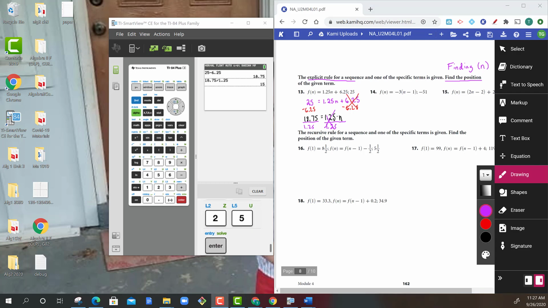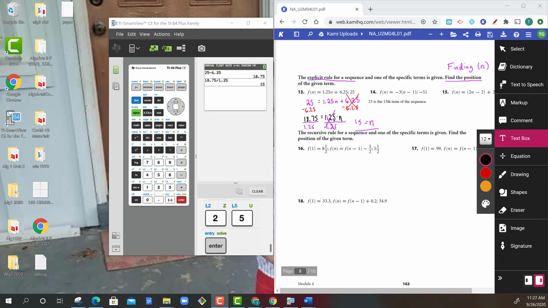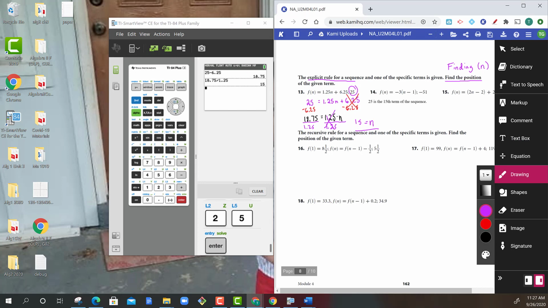So we do the math. 18.75 divided by 1.25 is 15. You should always get a whole number as an answer here, because remember, we're finding the position in this problem. And when we write this in a sentence, we would say 25, which is what they give us at the beginning, is the 15th term of this sequence.